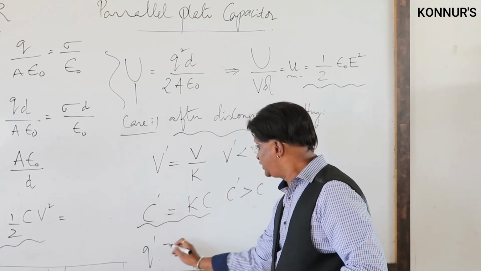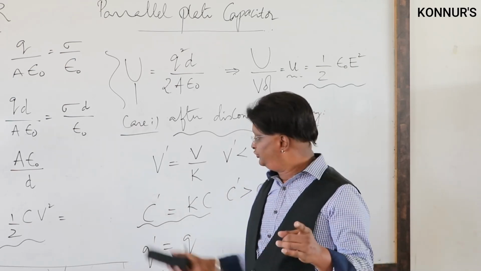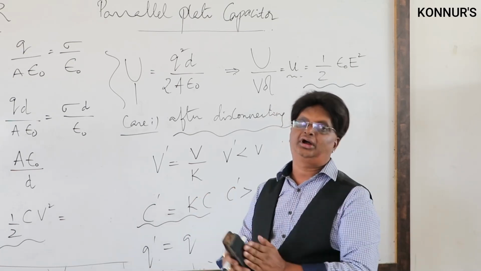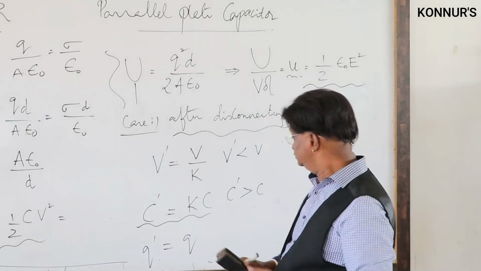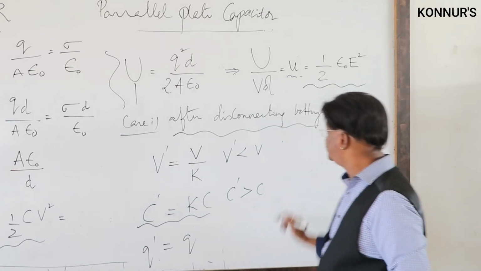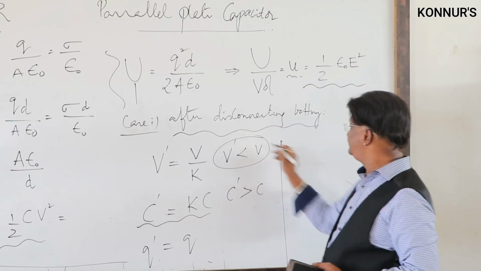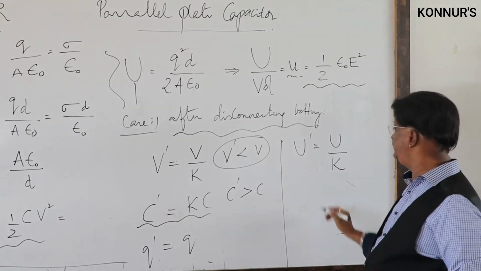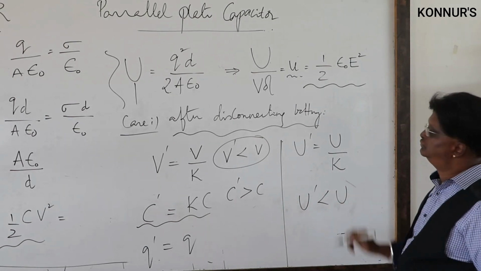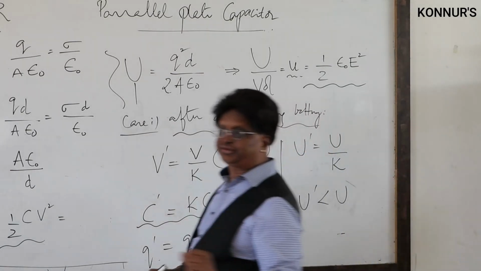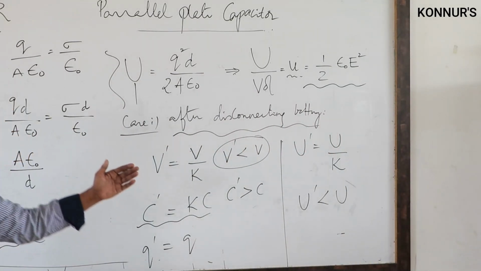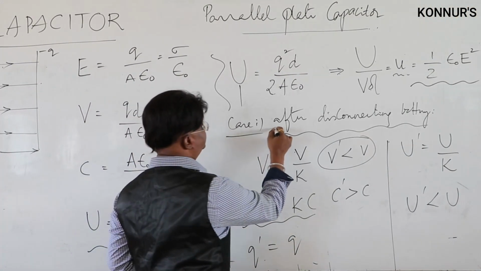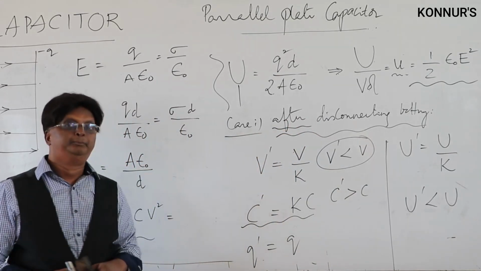Now remember, Q dash is equal to Q in this case. Why? Though the capacity has increased, the charging battery is disconnected, therefore additional charge cannot be supplied to the capacitor. Therefore Q dash is equal to Q. But since the potential has decreased, energy also decreases. U dash I have taken as U by K, U dash less than U. So go through all those expressions: which remain constant, which increase, which decrease. And please, in examples don't miss the term after disconnecting or before disconnecting.